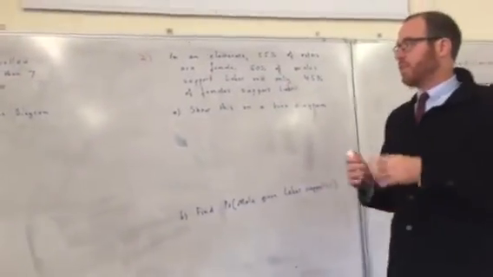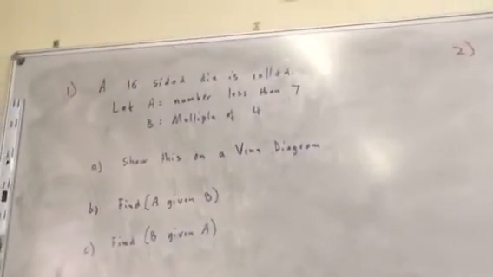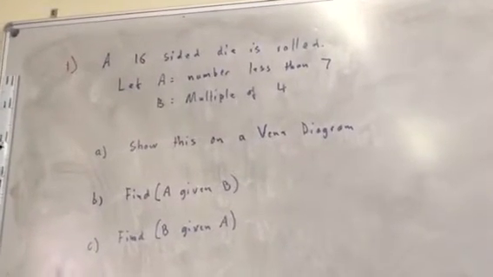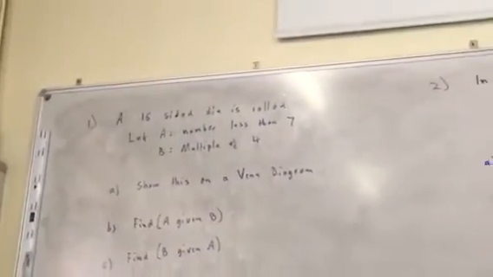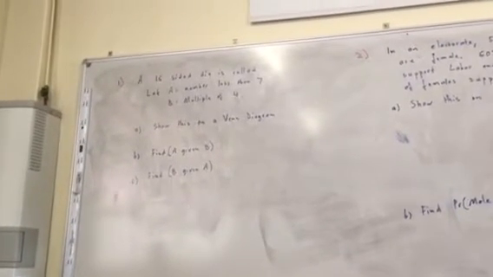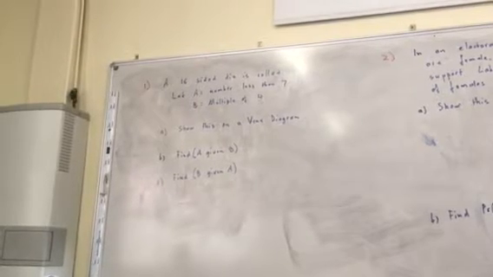So in this example here, we've got two events. We roll a 16-sided die. Event A is that the number is less than 7, and event B is that the number is a multiple of 4. This is a good exercise because it links in a lot of the stuff we've done in probability already, like the idea of a Venn diagram. So the first thing is to represent this as a Venn diagram.